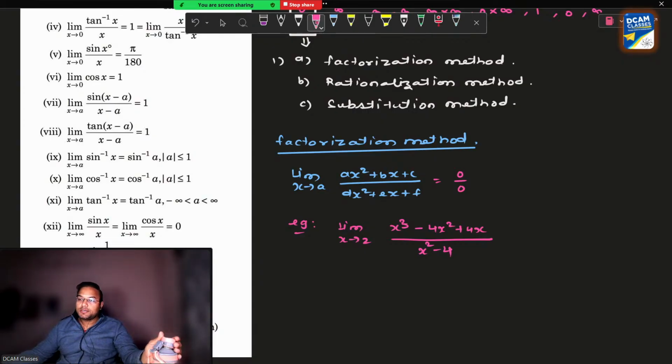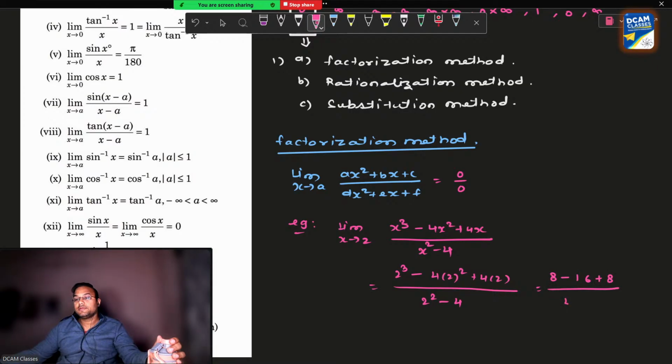See, if you put the value 2 here, what we are getting is 2 cube minus 4 into 2 square plus 4 into 2 divided by 2 square minus 4, right? This is 8 minus 16 plus 8 divided by 4 minus 4. Upper is 16 minus 16, it is 0. We are getting 0 by 0 form, na?